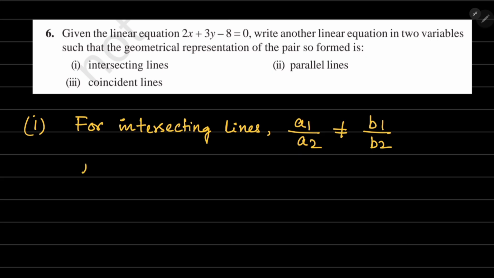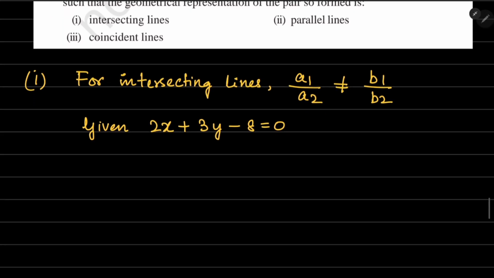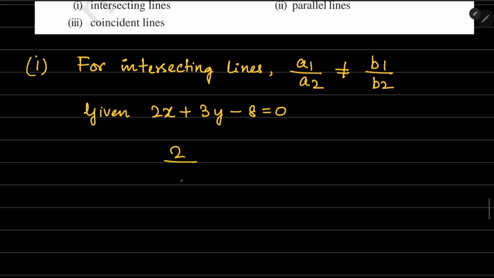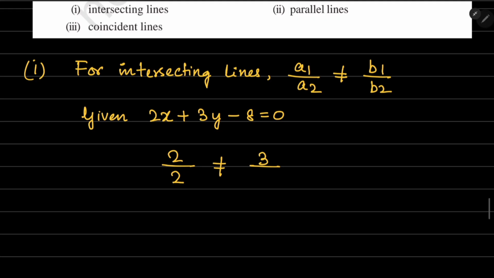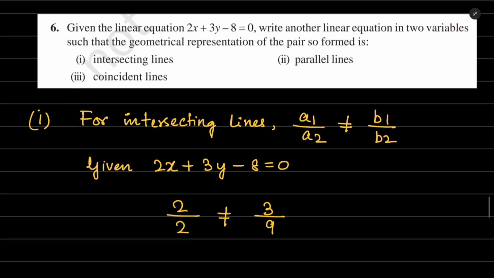Right? So you are already given the first equation, that is 2x plus 3y minus 8 equal to 0. So what can I write in place of a2? So 2 divided by something should not be equal to b1. This is your a1, b1, c1, but we are only focusing on a1 by a2 should not be equal to b1 by b2. So 3 divided by what? What can I write in place of 2? I can write 2 by 2 should not be equal to 3 by 9. In this case also, it will satisfy the condition for intersecting lines, that is a1 by a2 is not equal to b1 by b2.